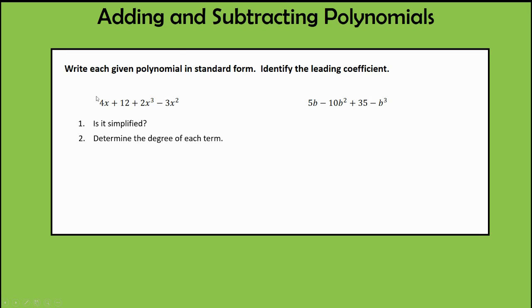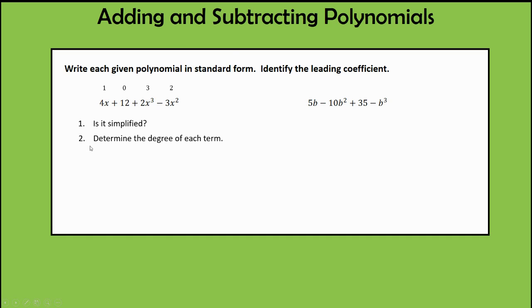So let's identify them. The first term, 4x, has a degree of 1. The exponent on the variable x is 1. Okay, the 12 is a constant term. The constant has a degree of 0. 2x cubed, the exponent's 3, so this has the degree of 3. Minus 3x squared, the exponent is 2, so this degree is 2. So there are the degrees of each of my terms.